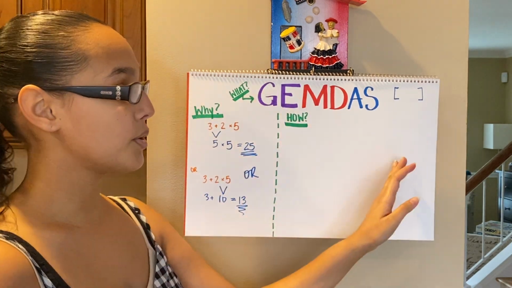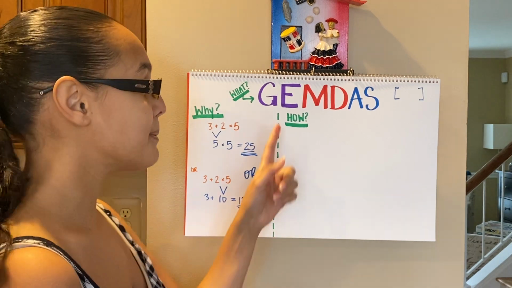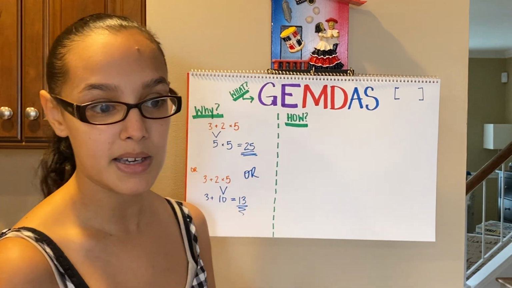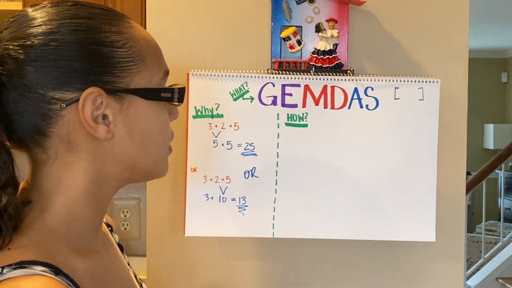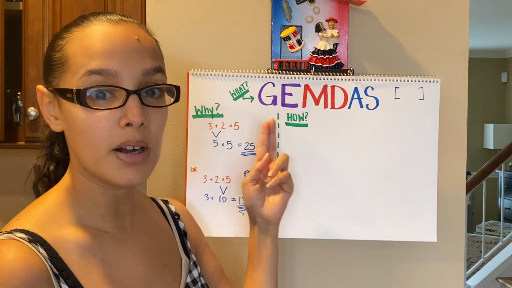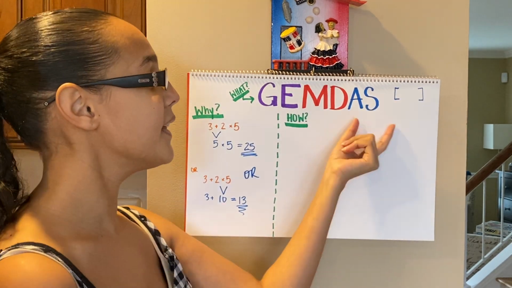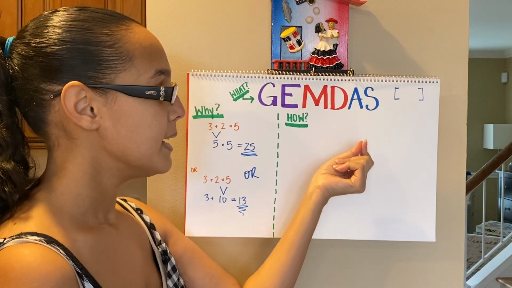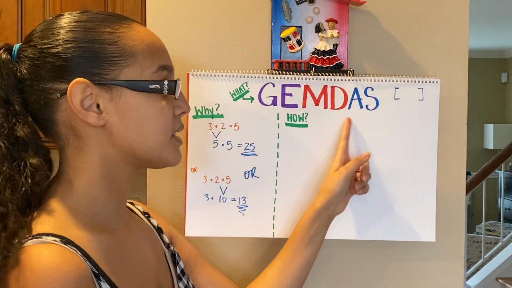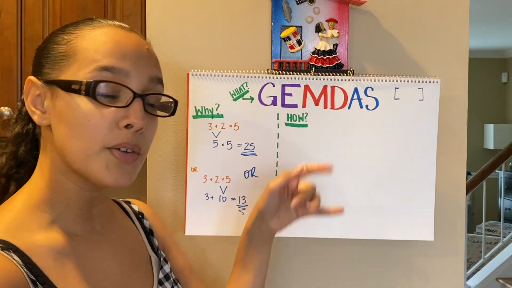If we get through GEMDAS and I see that you guys get comfortable with GEMDAS, I might actually start introducing exponents because they're pretty cool. So that's the GE. The M and the D are grouped together because they are inverse operations. That's multiplication and division. And then the A and the S are grouped together because they are inverse operations. That's addition and subtraction.